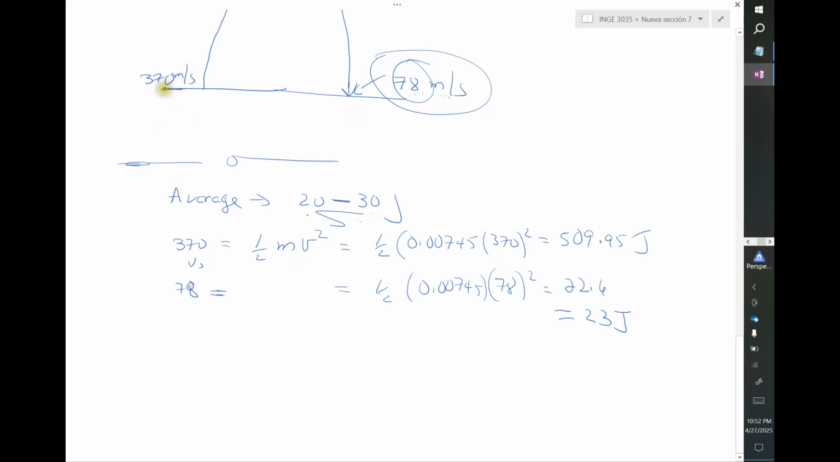It's definitely not the speed the bullet came out at when it was fired, 370 meters per second, and then it returned at 78 when it hit back again, but still with enough kinetic energy to cause some serious damage. That's the end of it.